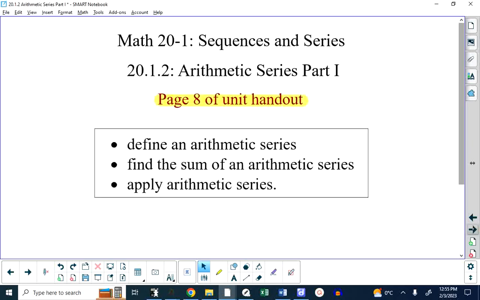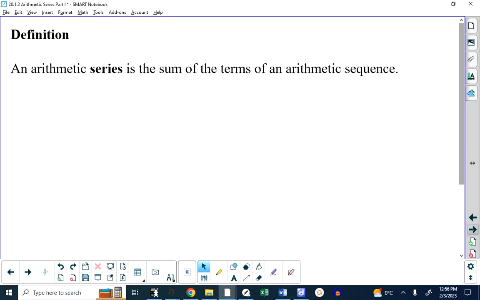We've got a little bit of work to do today. This is on page 8 of your unit handout. And we're moving on to section 1.2 in your handout. And if you look at it very carefully, it says arithmetic series, not sequences, series. So there's a difference between a sequence and a series. They're related, but they're different. So we're going to define an arithmetic series. We're going to be finding sums of arithmetic series and doing some applications of arithmetic series.